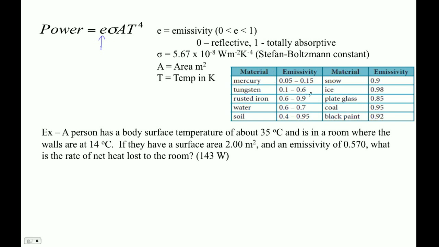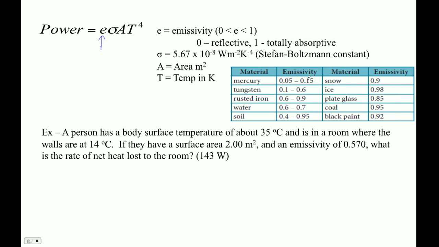So rusted iron is very absorptive. Soil is very absorptive. Black paint is very absorptive. Ice, oh, well, ice absorbs a lot too. Huh? That's interesting. Snow, though, is a little less. Interesting. Okay. Mercury is very, very shiny, right? So it's got a very low emissivity, right?